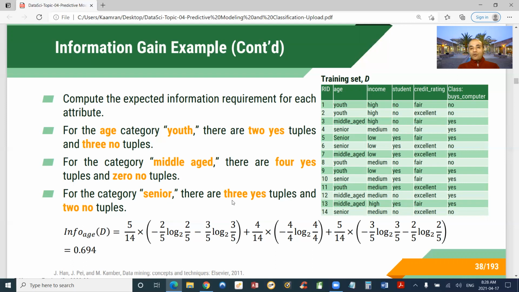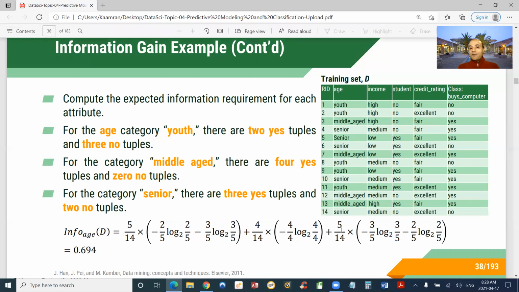And then when you talk about the middle age, 4 and 0, that's 4 over 14. When you talk about senior, you have 3 plus 2, 5 over 14. That's my D. Now, if you take a look at my brackets, we are talking about C now, and C in respect to that age. So for example, this is 2 over 5, 2 over 5, and then 3 over 5.